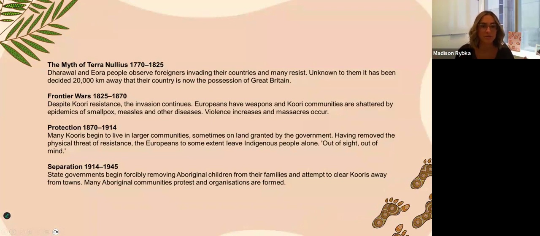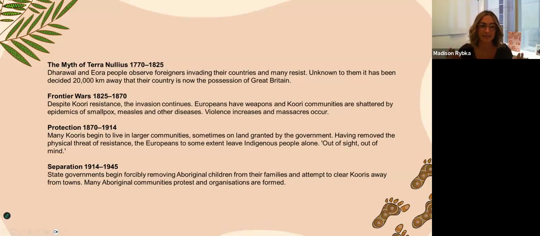So at the beginning of that poster, it starts off with that myth of terra nullius, that it was no man's land and that the country, Australia now, was possessed by Great Britain. Then it moves into your frontier wars, 1825 to 1870, looking at how that big resistance happened and the invasion continues. That links to the video I showed in tutorial 1 from the University of Newcastle, where they show that snippet of the frontier wars happening.